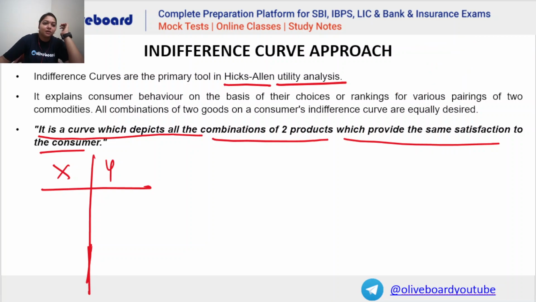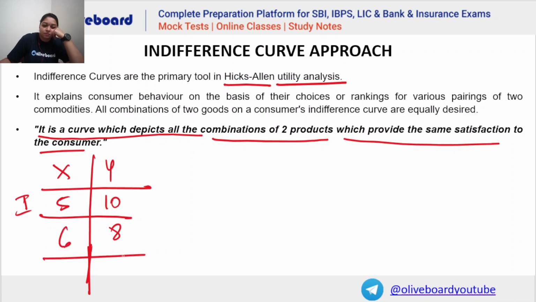Now let us understand what an indifference curve is and how it is called. Let us say there are 5 x's and 10 y's. This is your first bundle. Then there will be 6 x's and 8 y's. This is your second bundle. Then there will be 7 x's and 6 y's. This is your third bundle.